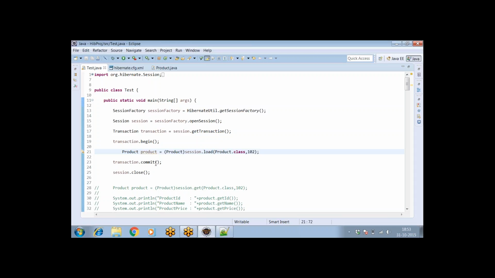Yes, which you got. It will only fetch that product record from the database server when user is trying to explicitly read the data. When user is trying to explicitly read the data from the product object, then only it will hit the database server and fetch that product record.